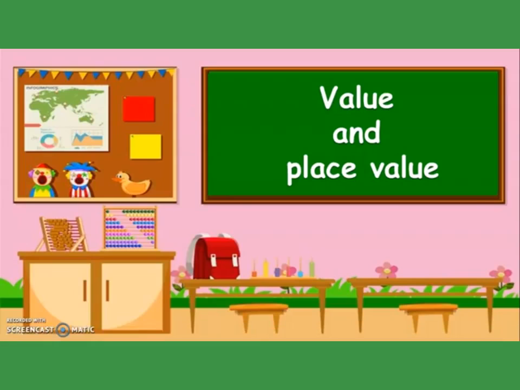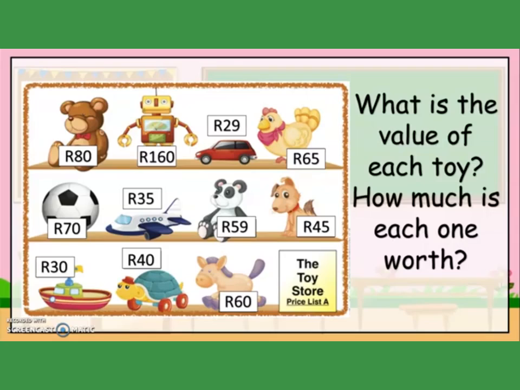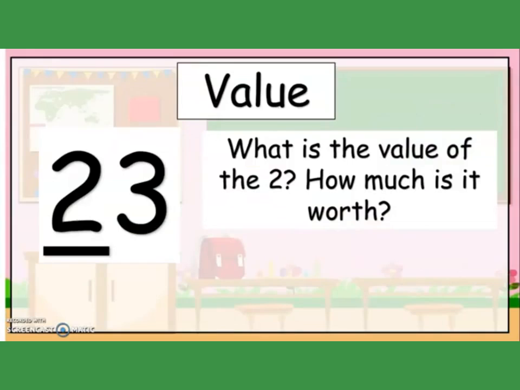Value and place value. What is the value of each toy? In other words, how much is each one worth? If we look at the teddy bear in the top left-hand corner, we'll see that the teddy bear is worth 80 rand. The toy car, on the other hand, is worth much less. The toy car's value is only 29 rand.